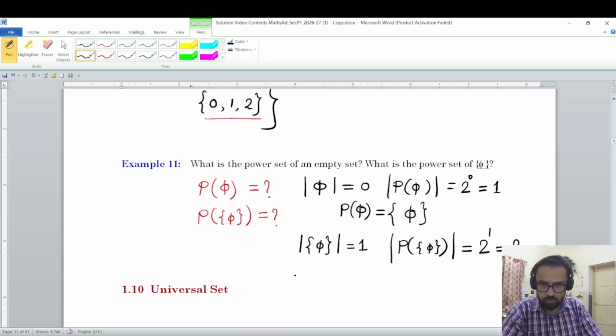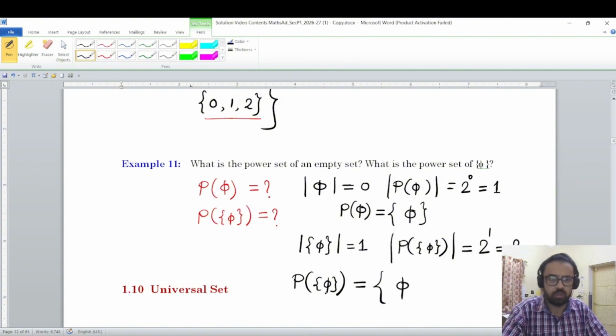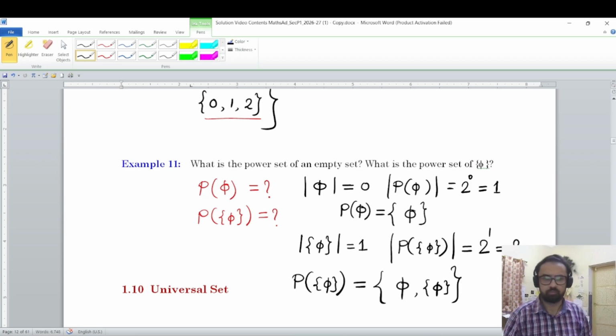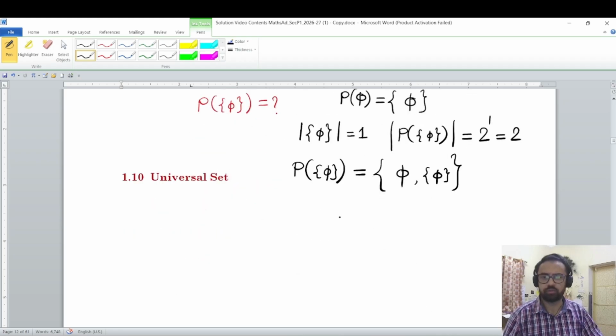So let us write the elements. Therefore, the power set of the set phi will be equal to, always we know phi is a subset of any set, and the set itself. So this will be the power set of the set phi. So I hope you understand these two important questions.